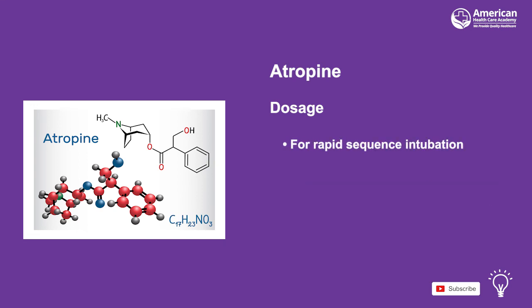For rapid sequence intubation, the dose is 0.01 or 0.02 milligrams per kilogram via IV or IO route, or 0.02 milligrams per kilogram via intramuscular route.